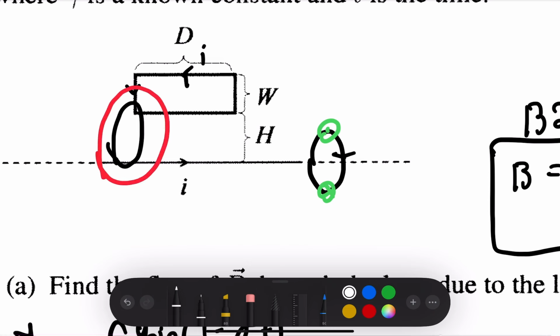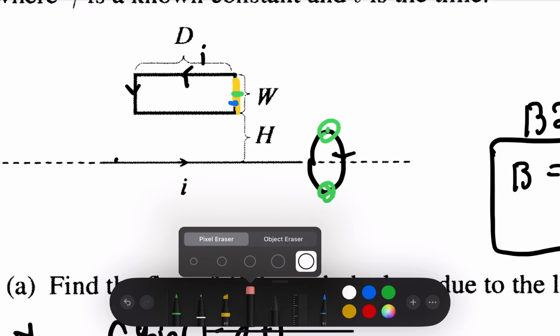If I draw these 2 loops, the area is not going to be the same for the 2 loops, because the W in this case is changing. One of them had a W here, one of them had a W here, and so on. So it's not the same.